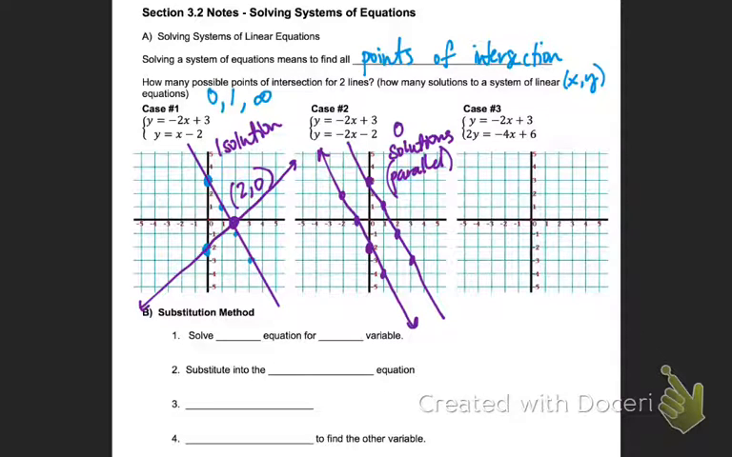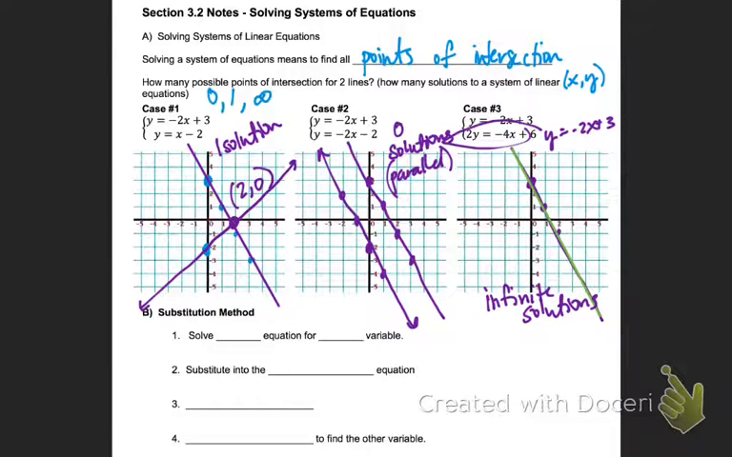And then case number 3, if I were to graph this first one, negative 2x plus 3. On the second one, it's 2y equals negative 4x plus 6, so I have to divide everything by 2. You'll notice it is, in fact, the same line. So whenever they're the same line, you would say infinite solutions.